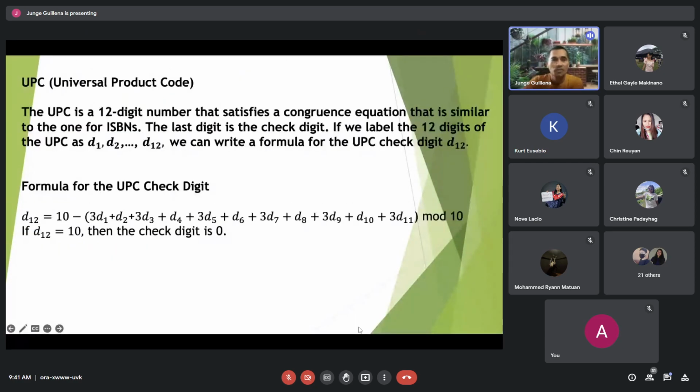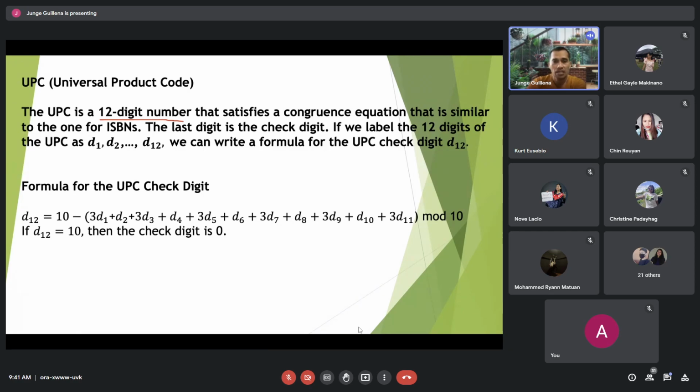So we also have what we call the UPC, or Universal Product Code. The UPC is a 12-digit number, unlike the ISBN, which is at least 13 digits. In this case, you only have a 12-digit number. Somehow, we are not using 12-digit numbers in our barcoding of products in the Philippines. Usually it is 13 digits, no? Our product code is 13 digits.